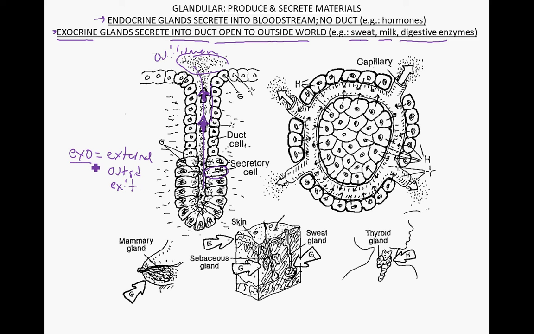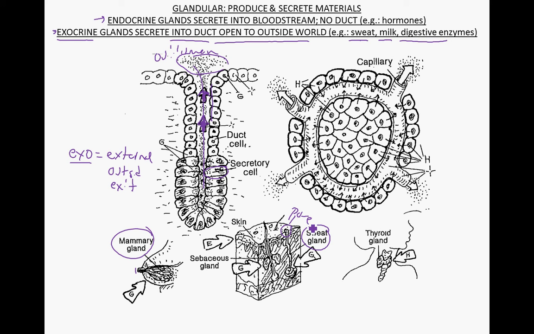So I don't know how you remember this, but that's how I remember exocrine: into a duct. The secretions go into a duct that's open to the outside world. Examples: the mammary gland. The secretion is milk, and the duct then opens to the outside world here at the nipple. In the skin, you have sweat glands. Those ducts open to the outside world at a pore.